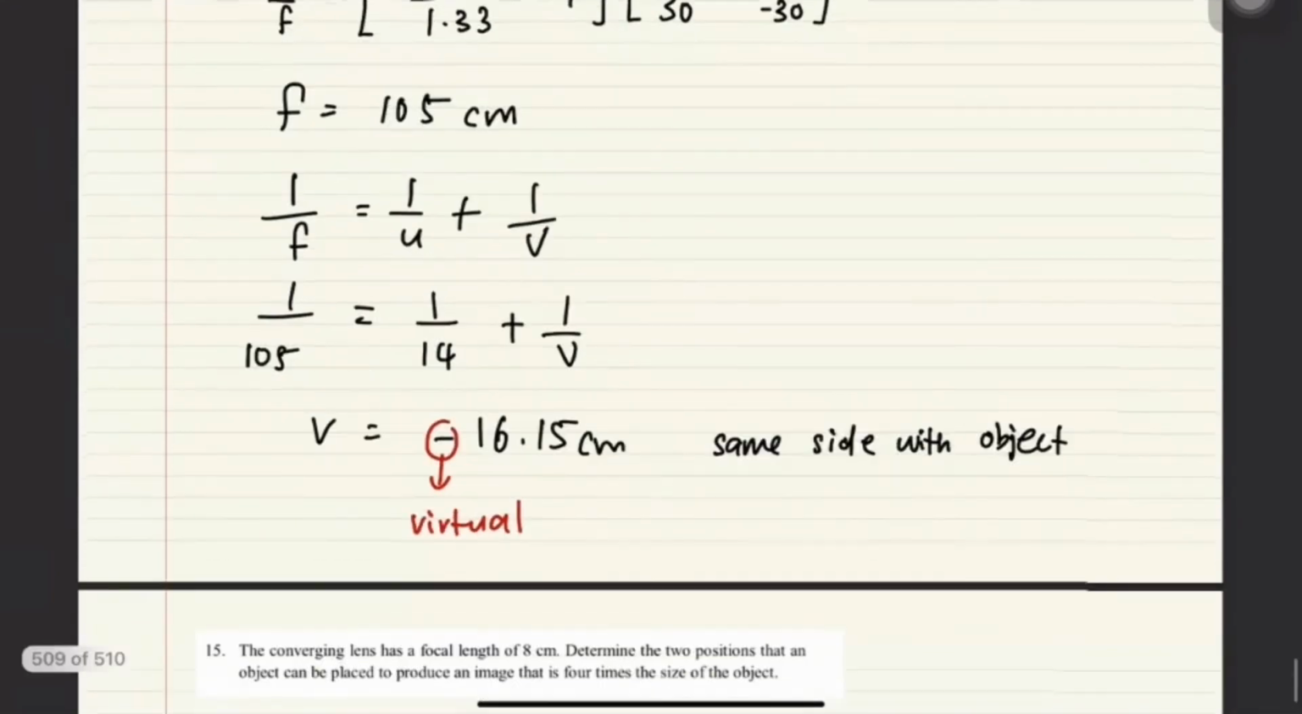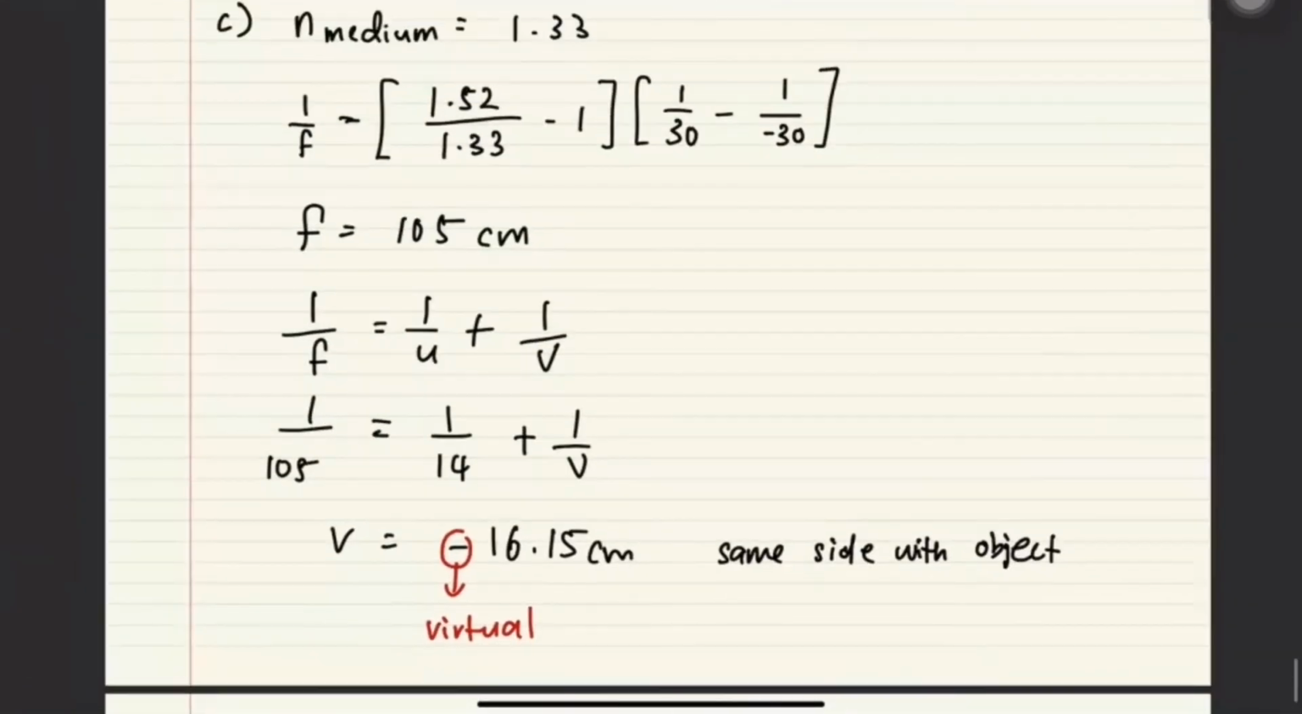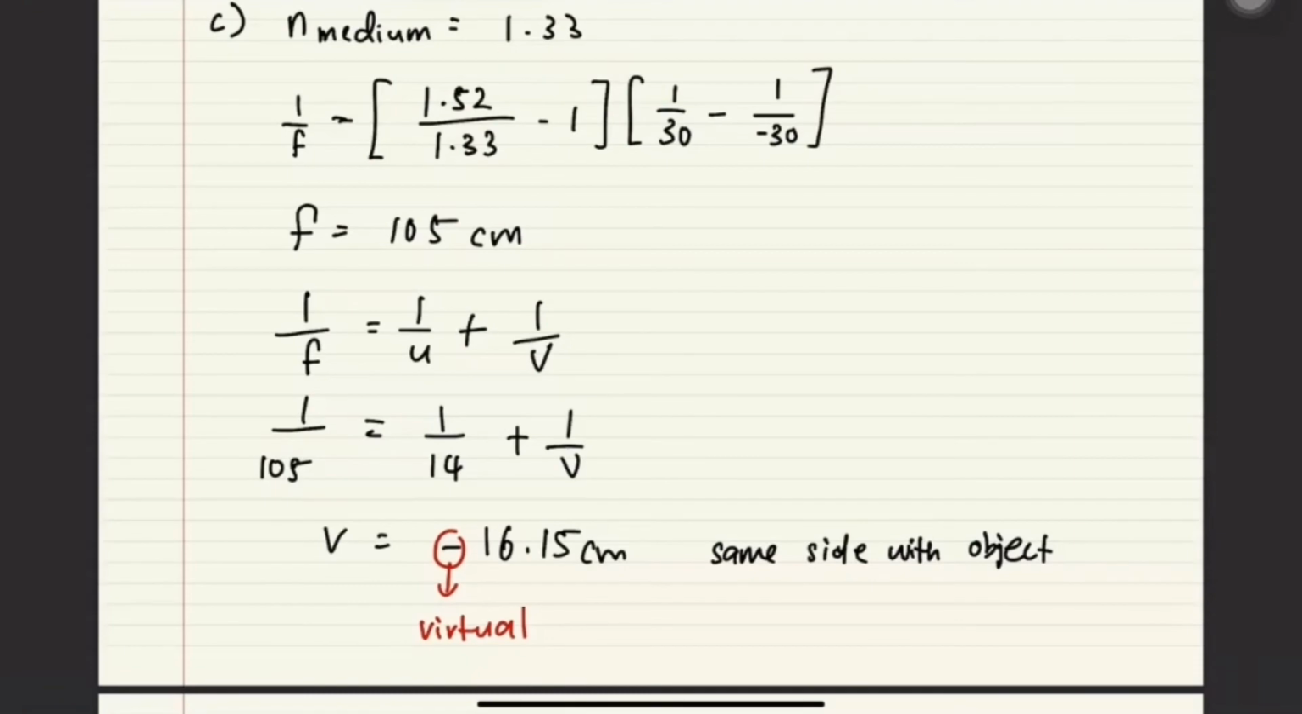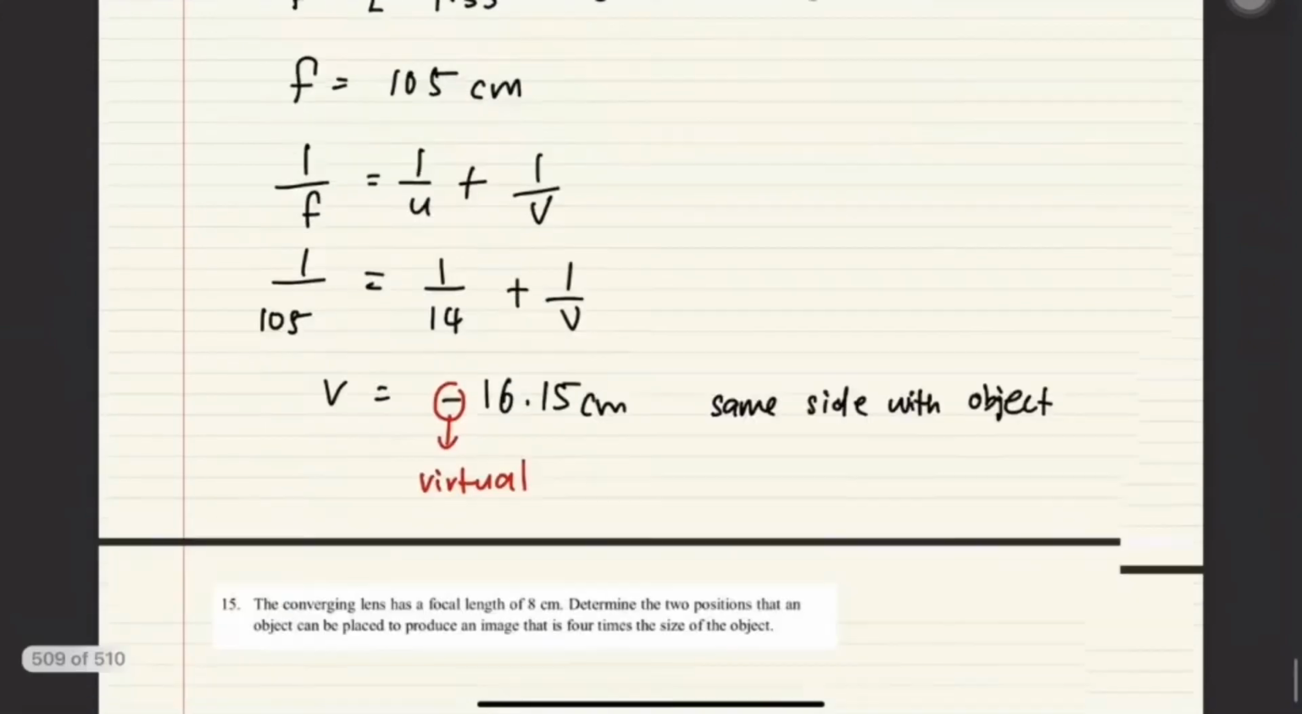Okay. Ada soalan tak? Tak ada, sir. Okay. So let's try to look at another example, the last question. So before that, just a reminder. So kalau dia berubah medium, dia akan berubah focal length. So if the focal length change, then you will expect that the position of the image will change as well.